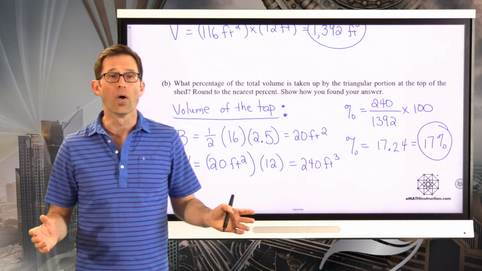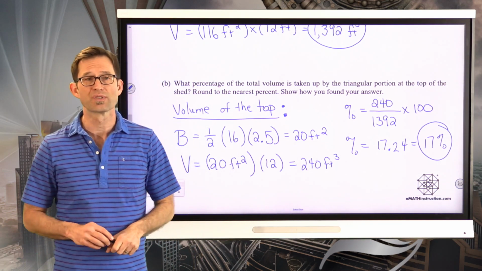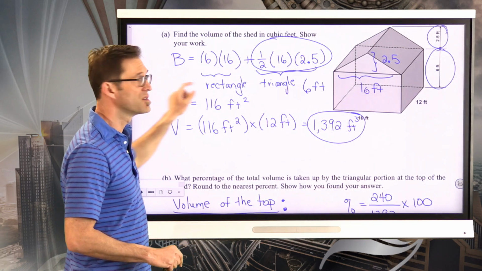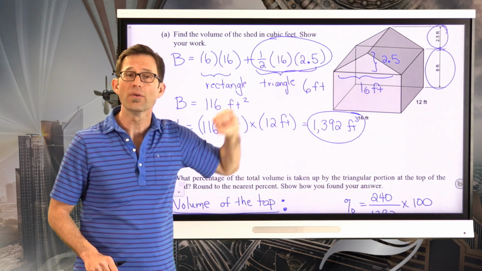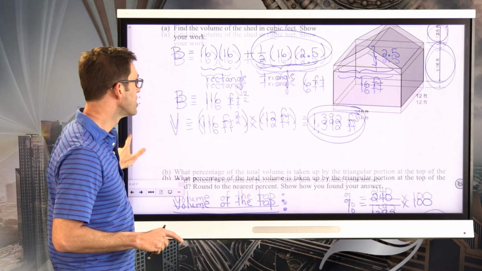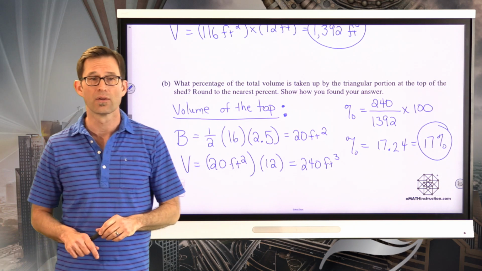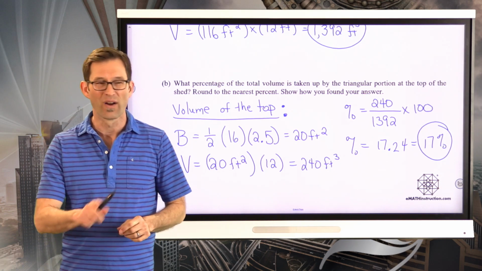And that's a good thing to know, right? It's less than 20% that's being taken up. So even if we couldn't store anything in this upper area, we still know that more than 80% of the total volume is contained in that lower rectangular portion. All right, let's wrap this up.